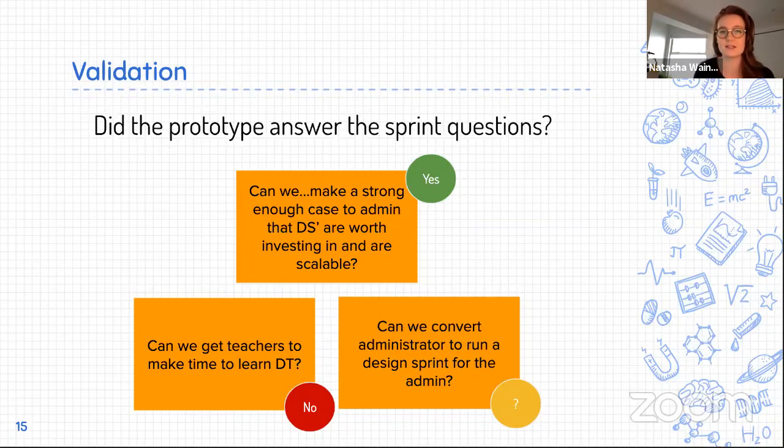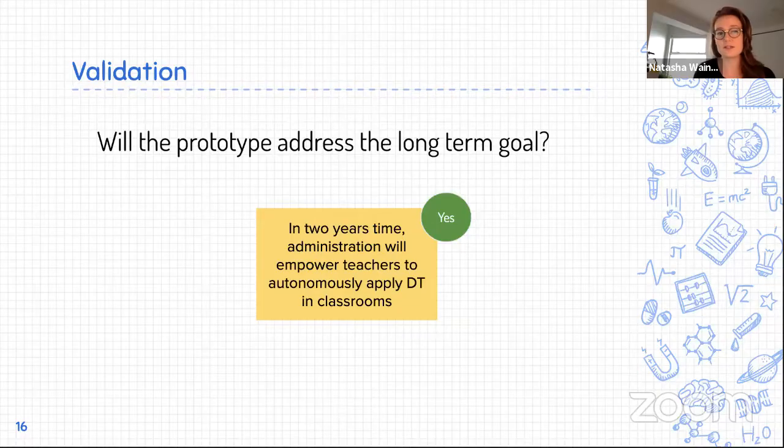The next validation question that we wanted to answer was, will the prototype address our long-term goal? So our long-term goal was that in 2 years' time, administration will empower teachers to autonomously apply design thinking in the classrooms. And we went with a yes for that because when our users gave us feedback, we saw that this solution could be a part of autonomously applying design thinking in the classrooms, because it left students and teachers empowered to reproduce the experience on their own.